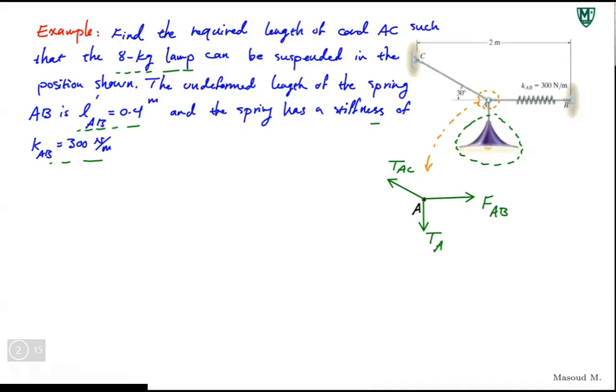I'll put some information here. This angle is 30 degrees. And that's pretty much it. So it's a free body diagram. So this is the free body diagram for ring A.